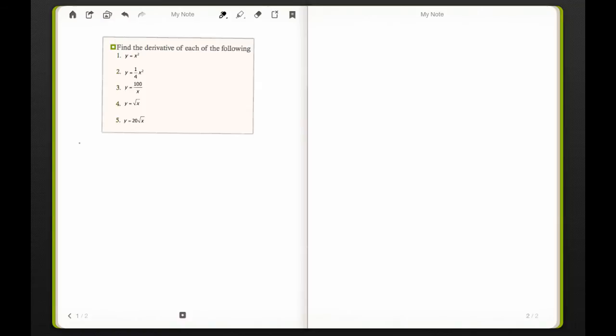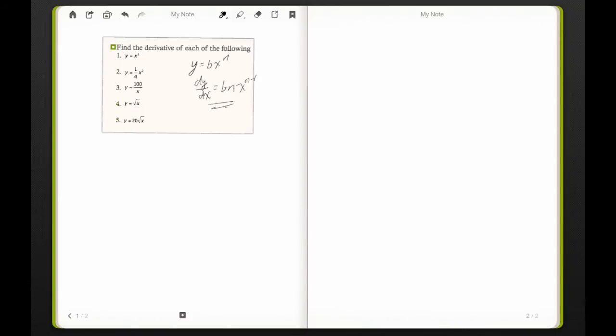So I'm going to write the power rule right over here. When we have a function of the form y is equal to b times x to the n, then dy/dx is equal to b times n, I'm just going to pull that exponent down, times x to the n minus 1, so I subtract 1 from the exponent. So this is the power rule. This is what we're going to use.